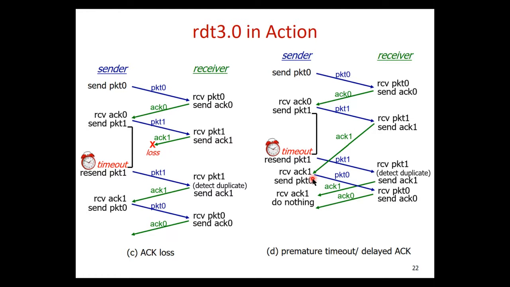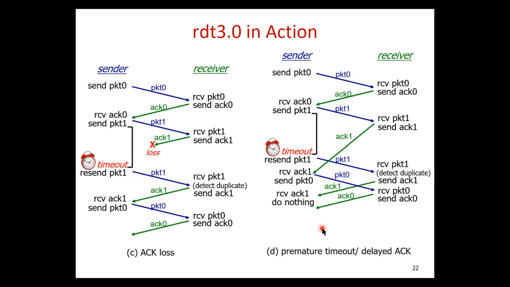But here, the sender sends packet 0, so it expects to receive ACK of 0. And it may receive ACK of 1, but because this is not ACK of 0, it will just do nothing. It just ignores it because this is no new information, since it already received ACK of 1 here. This is just a repeat. It's going to ignore it, do nothing, and it will wait for ACK of 0, which eventually comes here.